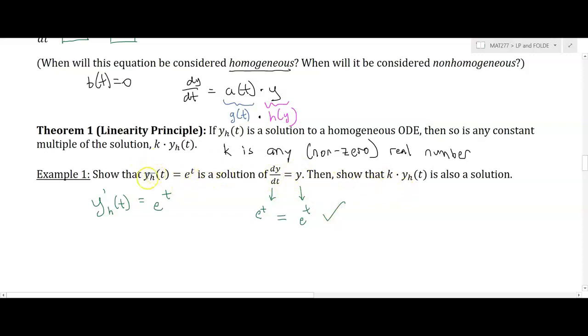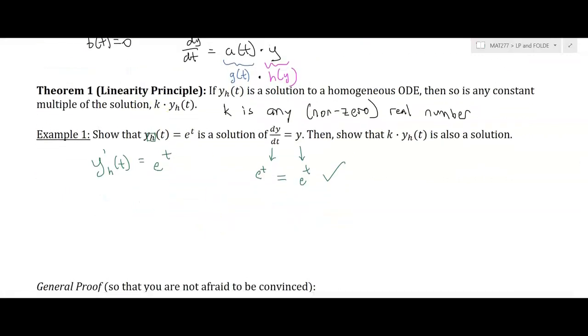Now again, the y sub h is just used to denote that it's a solution to a homogeneous differential equation. So don't let that throw you off. Soon we'll see that it doesn't have to be a solution to a homogeneous case. And show also that k times y sub h of t is also a solution.